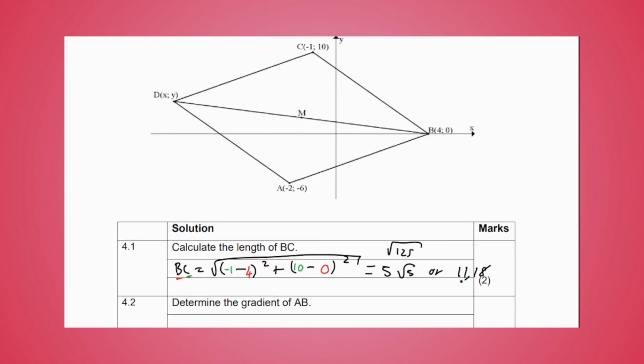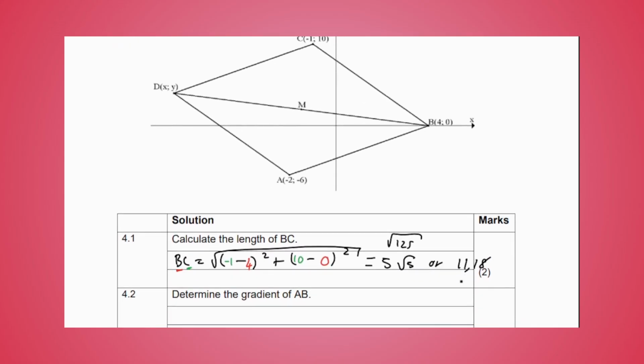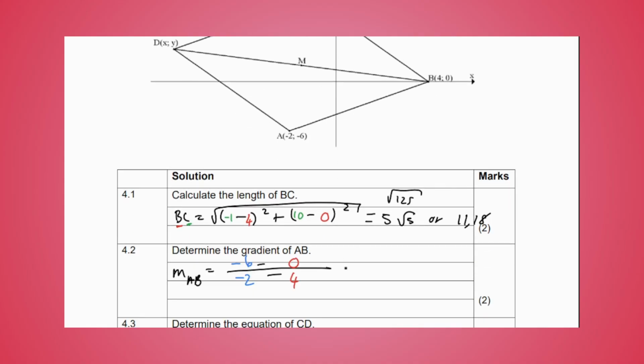Then the gradient of AB. We have the coordinates, so it's a simple case of just substituting in again. And then when you simplify that, it's negative 6 over negative 6, or if you swap the coordinates around, 6 over 6. So your answer for the gradient is 1.